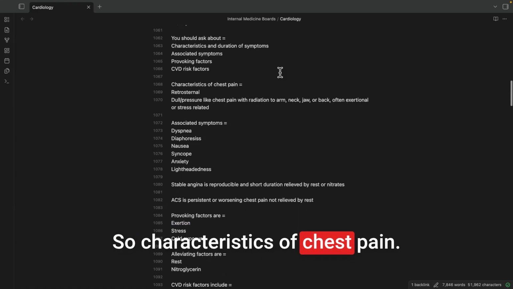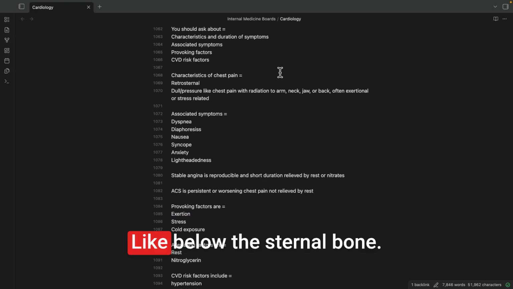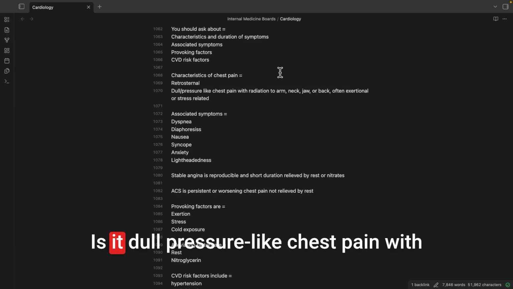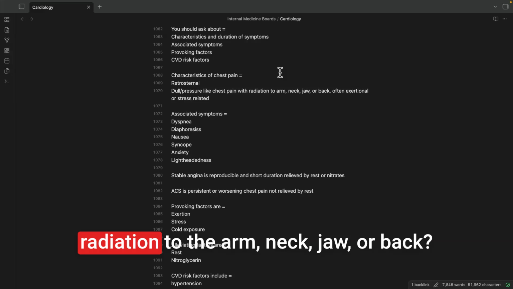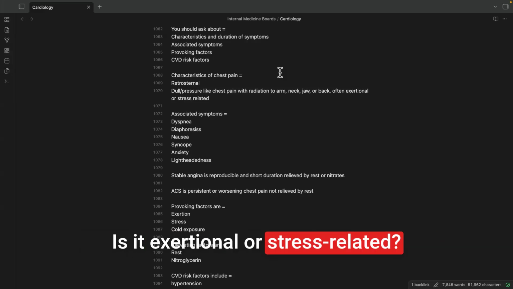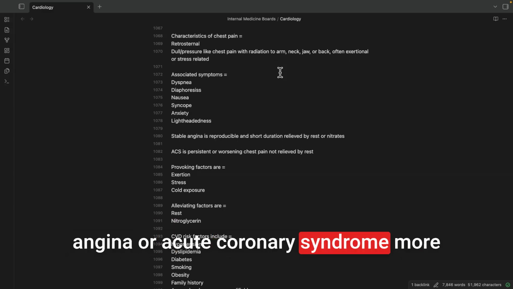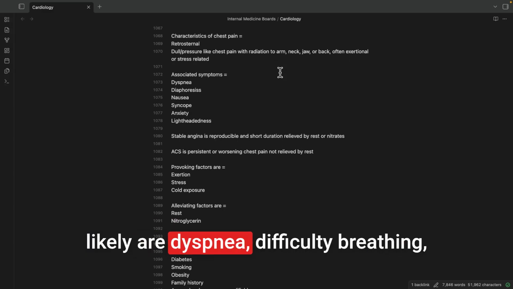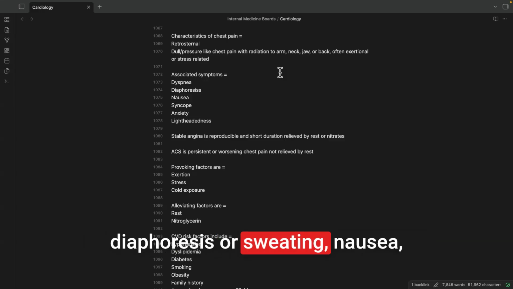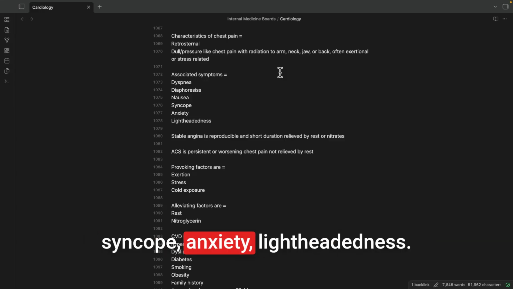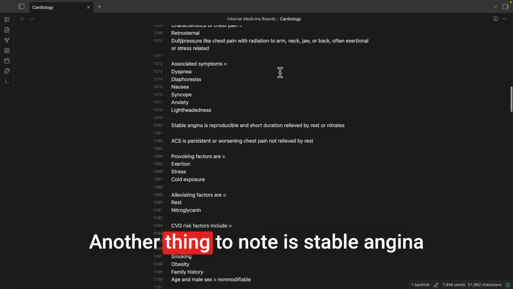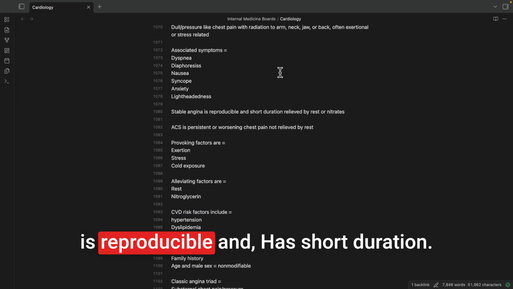So characteristics of chest pain. Is the pain retrosternal, like below the sternal bone? Is it dull pressure-like chest pain with radiation to the arm, neck, jaw, or back? Is it exertional or stress-related? Associated symptoms that make stable angina or acute coronary syndrome more likely are dyspnea, difficulty breathing, diaphoresis or sweating, nausea, syncope, anxiety, lightheadedness.